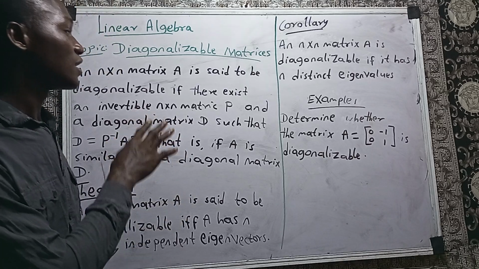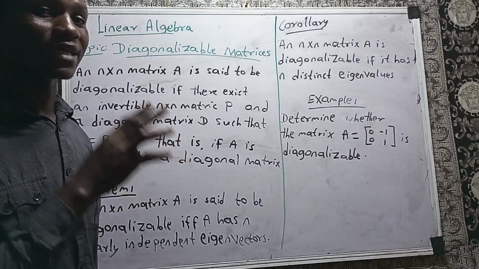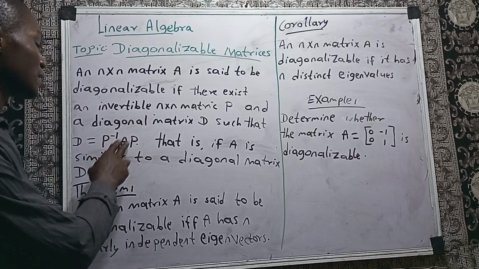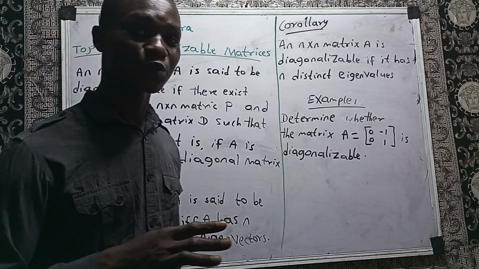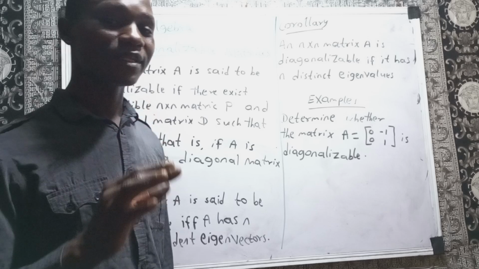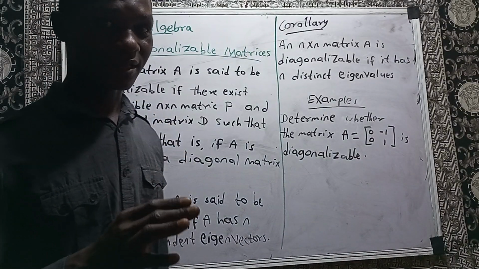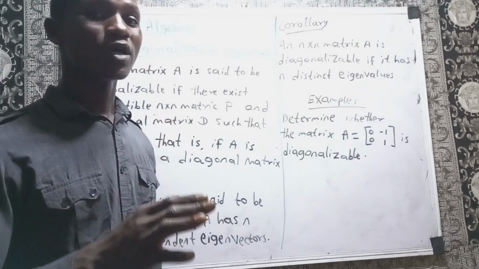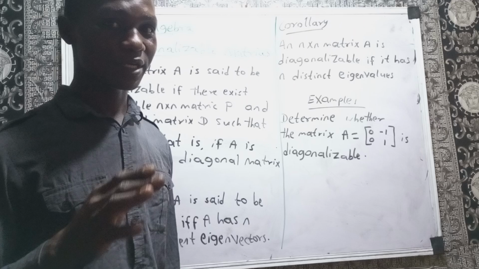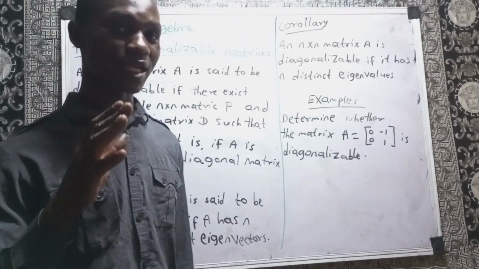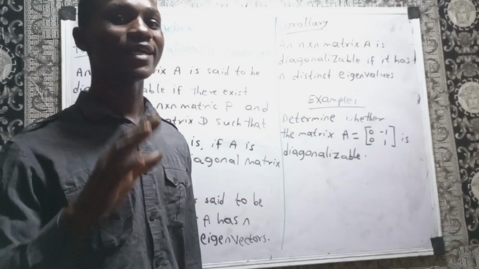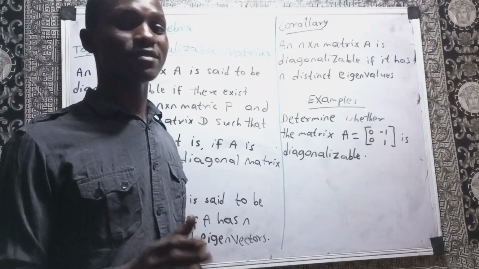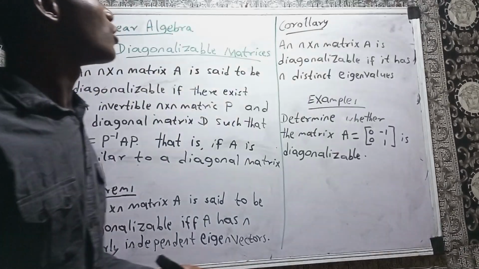So if you can find a particular n by n matrix P and a diagonal matrix D such that this diagonal matrix D is equal to P inverse AP, then that matrix A is said to be what? Diagonalizable. This simply means that the matrix A is similar to the diagonal matrix D. So a particular n by n matrix, a square matrix, let's just call it A, is said to be diagonalizable if it is similar to a diagonal matrix D. This is the simplest definition you can give.